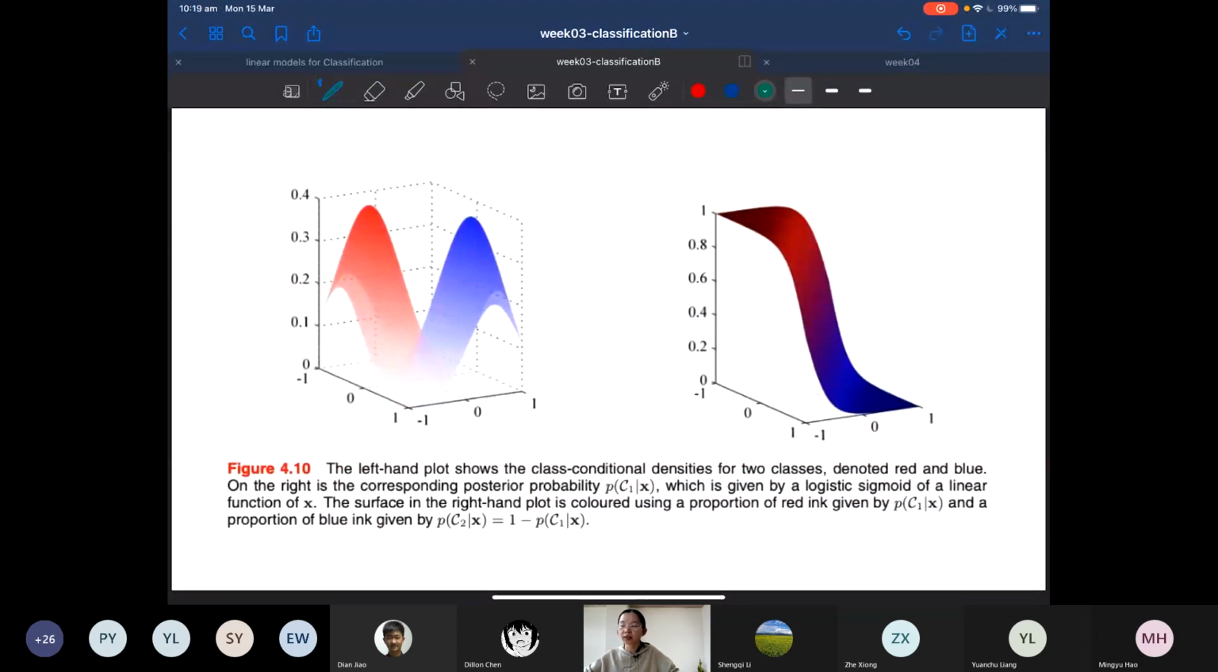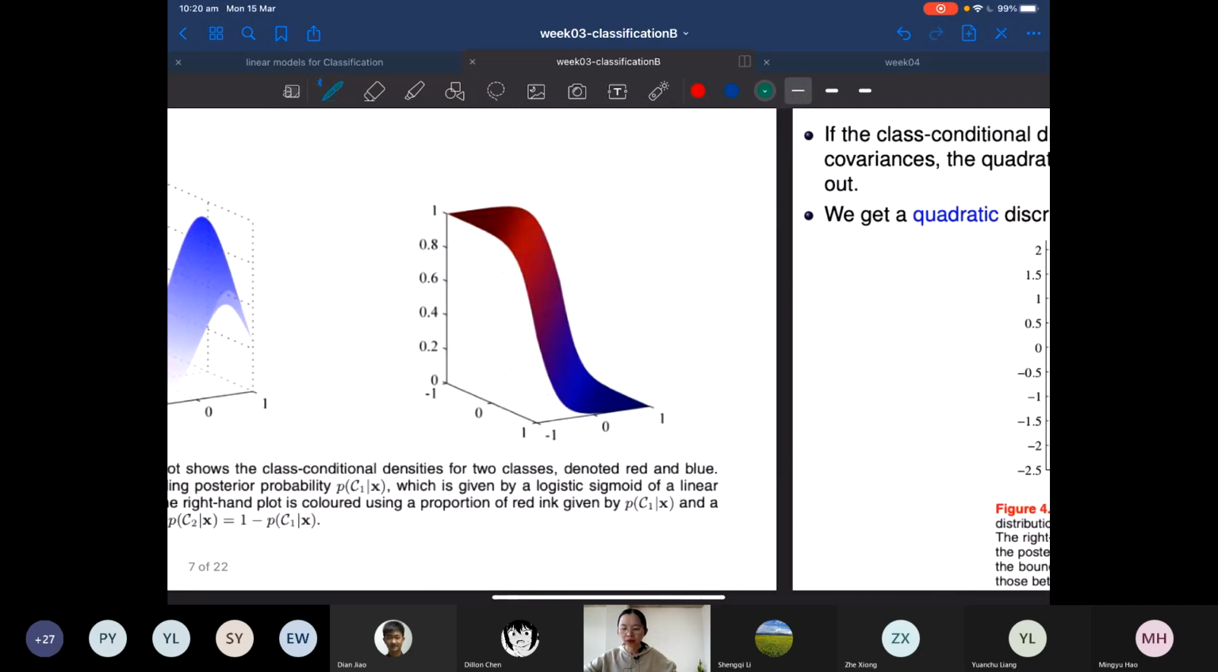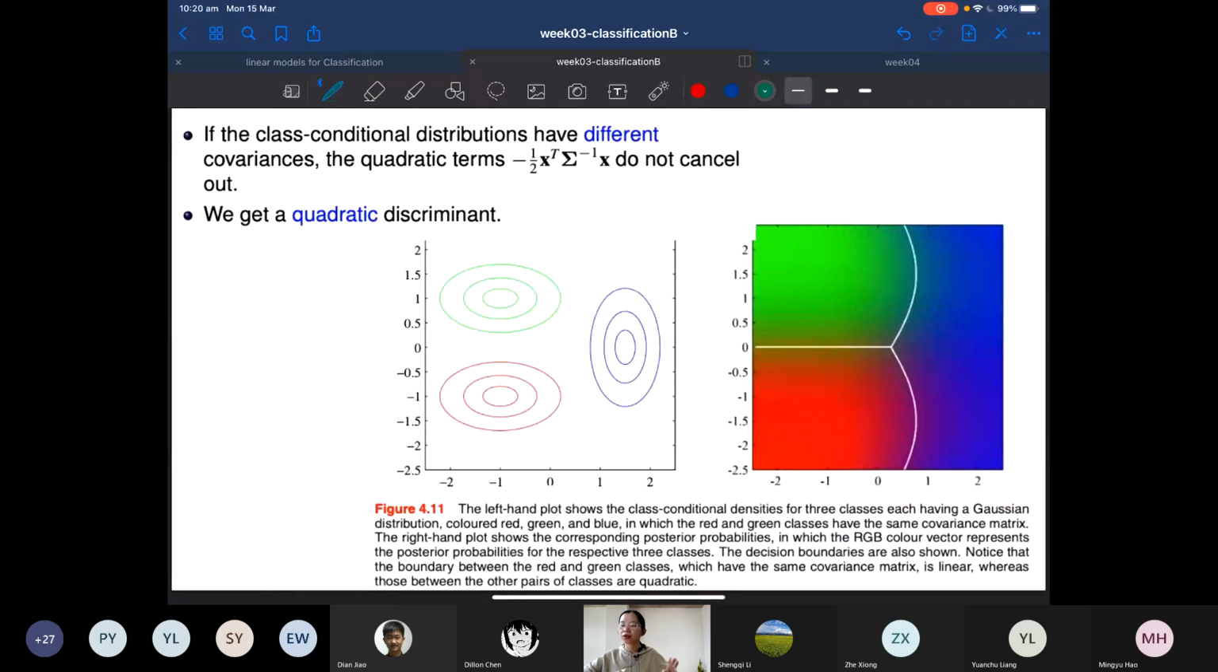Geometrically, this is what we just did. We have two class-conditional Gaussian data likelihoods, which look like the red blob and the blue blob, and the posterior probability is colored by the proportion of red ink on the right graph. What we're seeing is a logistic sigmoid function here.